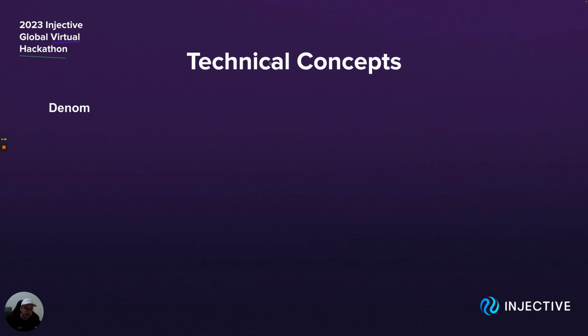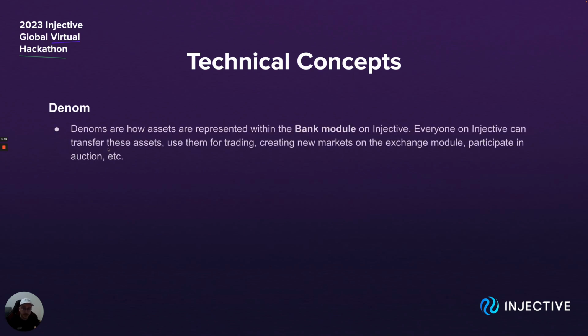Another important technical concept that we need to explain is denom. Denoms are how assets are represented within the bank module on Injective. As you probably know from other presentations before, the Injective chain is composed out of different modules. One of them is the bank module, and this is where all of the assets are stored on Injective. Everyone on Injective can transfer these assets, use them for trading, create new markets on the exchange module, participate in auctions, and etc.